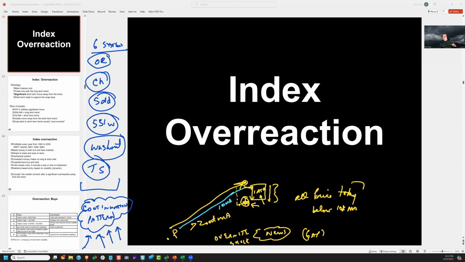When that happens, so price greater than the 200 and this kind of overreaction sell-off, then mechanically we buy the open tomorrow and we're going to use a 5% trail. And then the exit, you'll see here in a second, but you can leave the trailing stop on. So that's the main idea behind overreaction.